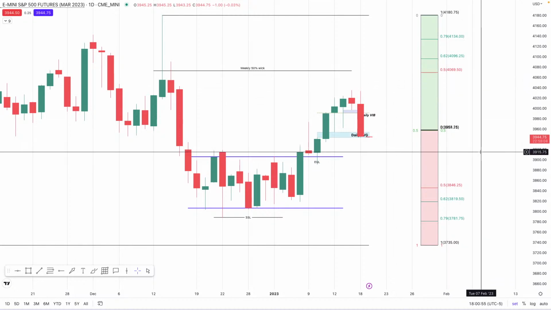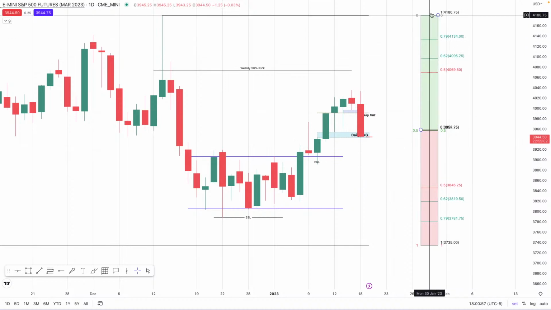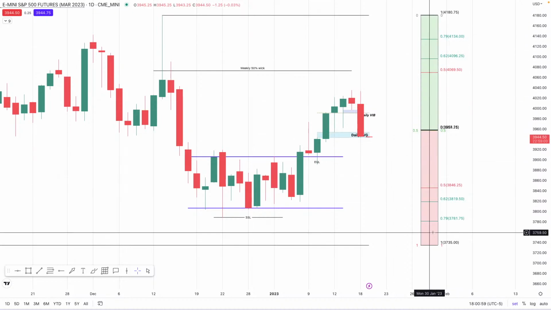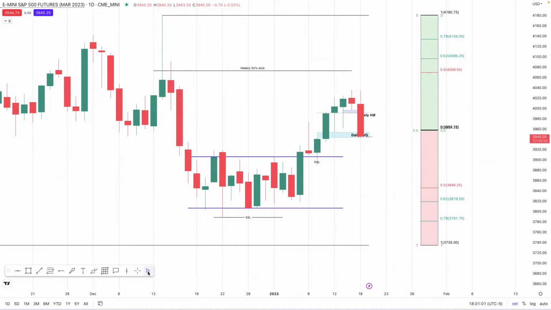So, daily chart right here. I still have my PD array off to the right here, and this just gives me an idea of where we're at in this higher time frame premium discount. So we got into this premium array, and now we've come back down to equilibrium.